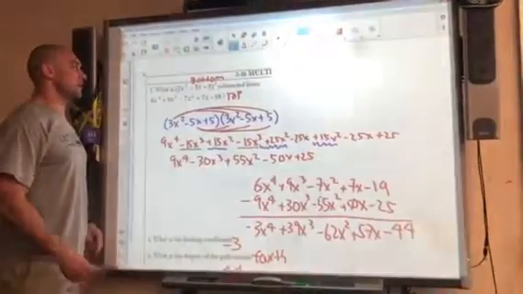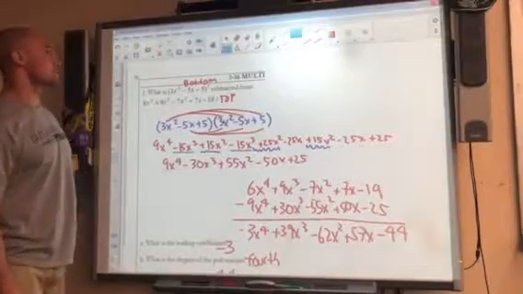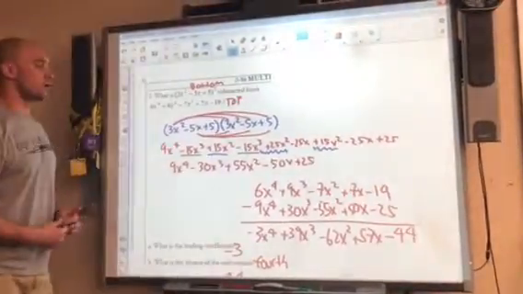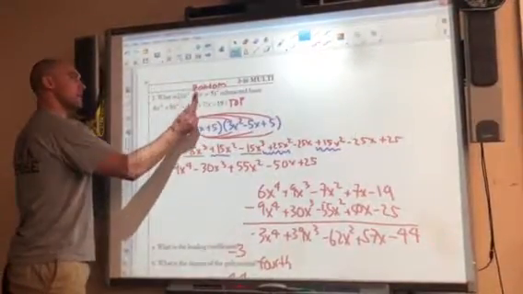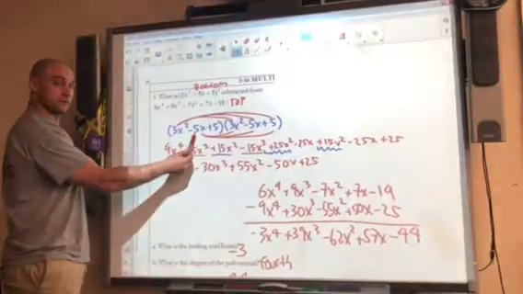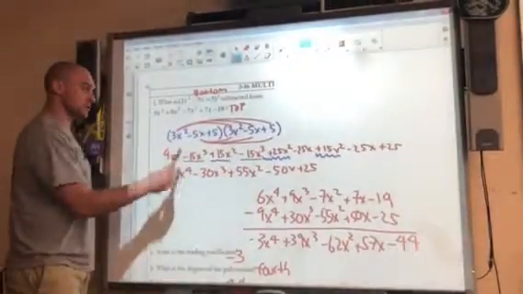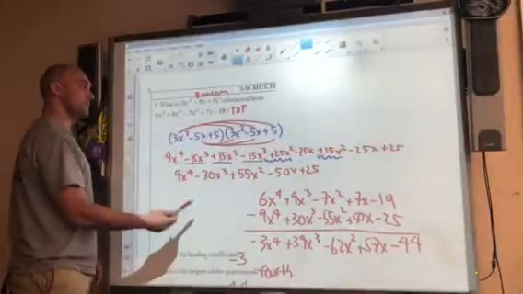In 216 number 1, it says, what is 3x squared minus 5x plus 5 squared subtracted from this expression? So first thing I need to do is find out what is this squared. So again, I've done this here. I've got a trinomial times a trinomial. So I triple distribute. Distribute the 3x squared to all three terms, right?